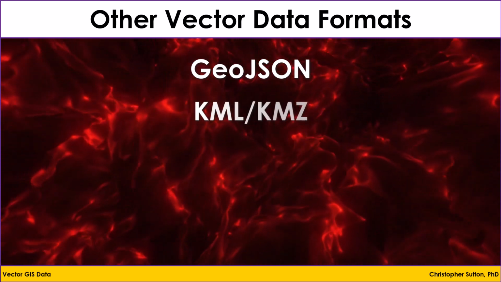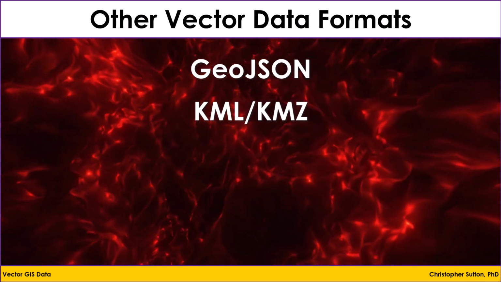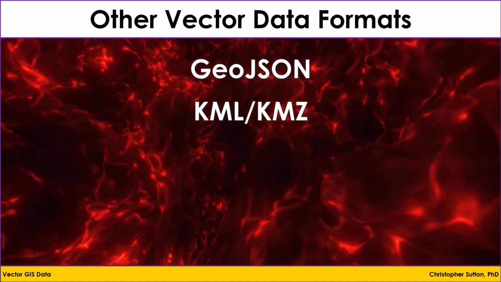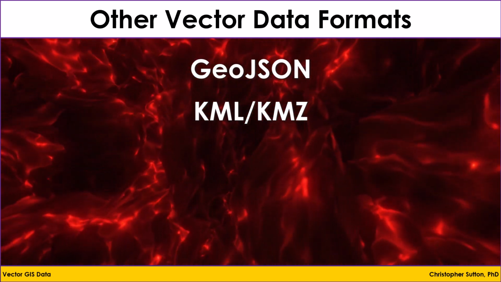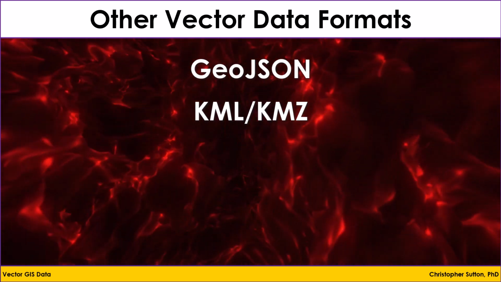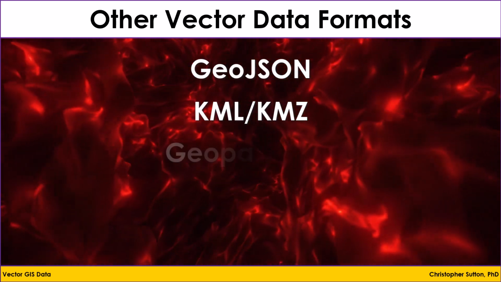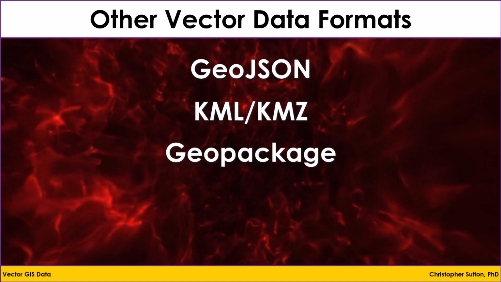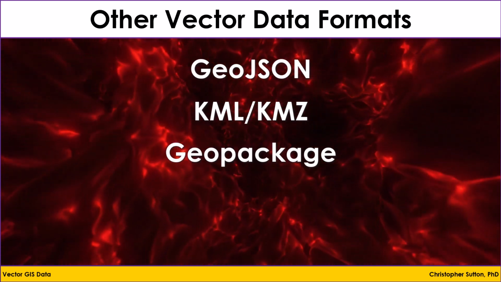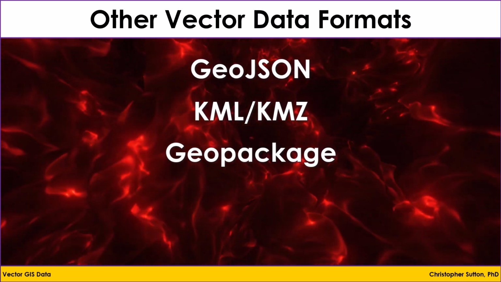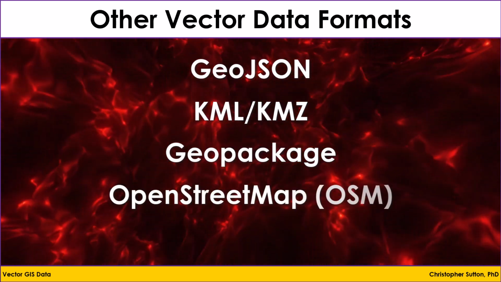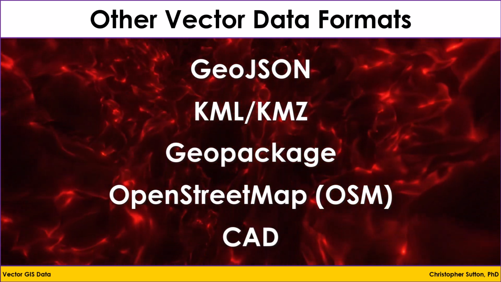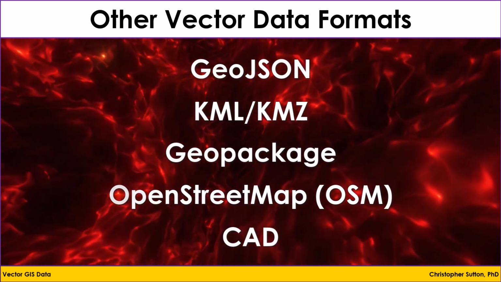KML files, which are Keyhole Markup Language files, are XML-based files used for representing geographic data, particularly by Google Earth. They are ideal for Google Earth and web maps, but can require conversion for use in desktop GIS programs. GeoPackage files are an open data format using a single SQLite database file. They are widely used in GIS and can store both vector and raster data. You may also encounter OpenStreetMap files and CAD files in GIS. These need to be converted to other formats like feature classes or shapefiles prior to use in GIS software.